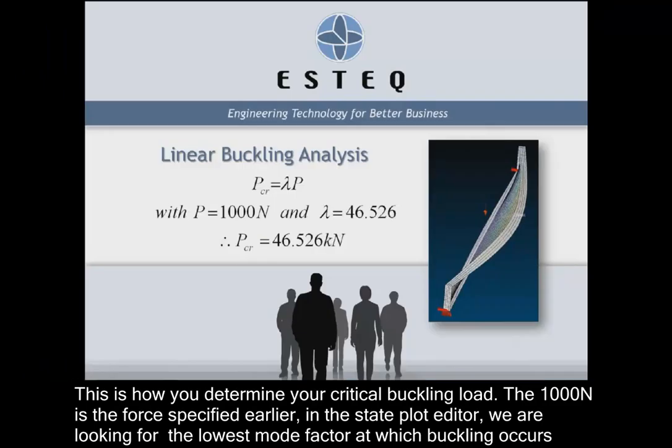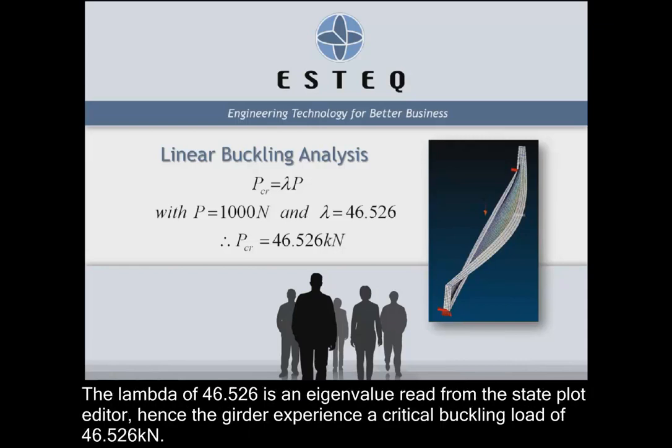This is how you determine your critical buckling load. The 1000 newton is the force specified earlier. In the state plot editor, we are looking for the lowest mode factor at which buckling occurs. The lambda of 46.526 is the eigenvalue read from the state plot editor. Hence, the girder experienced a critical buckling load of 46.526 kilonewtons.